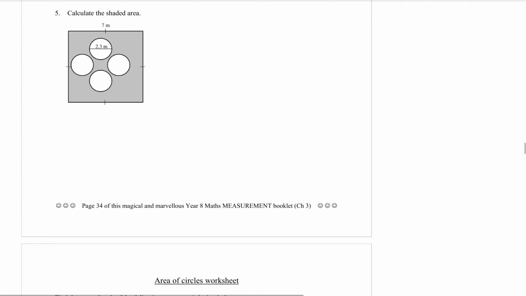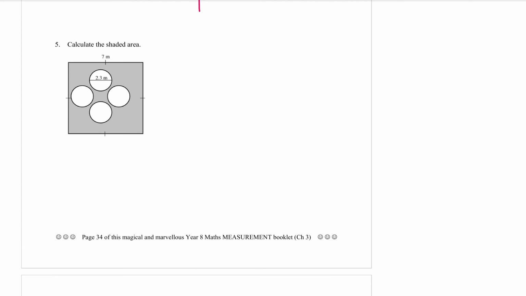And question 5. Calculate the shaded area. Now what I have here is a square with 4 little circles cut out. All 4 of those circles are the same size. So to find the area, I would need to find the area of the square, which the formula for a square is s squared. And then I want to take away the 4 circles. So 4, and the formula for a circle is pi r squared.